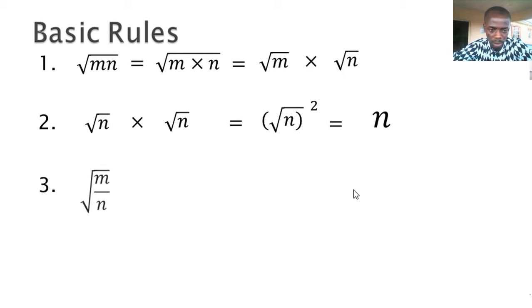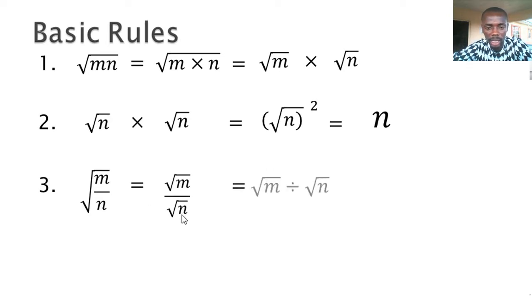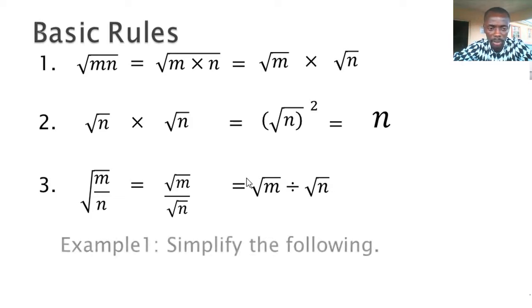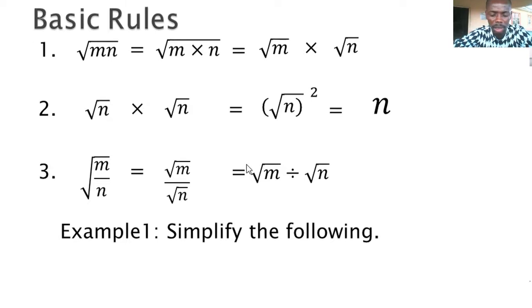Okay, let's move on. We have the division rule. So if you're having root m divided by n, it can also be expressed as root m over root n, okay? And that is root m divided by root n. We are still saying the same thing, okay? These are all the same thing. Now, let's take some examples.